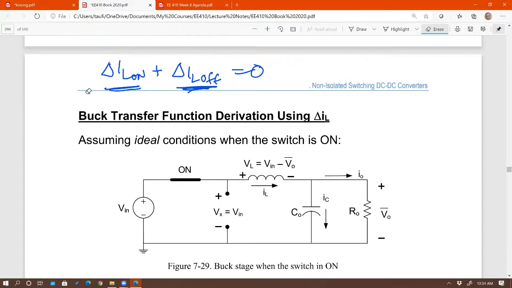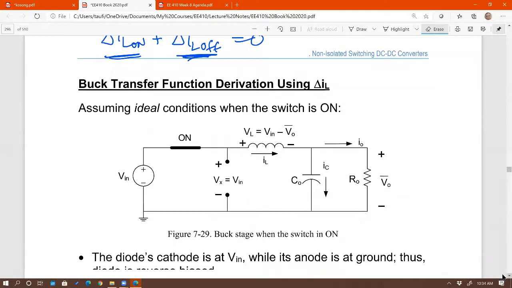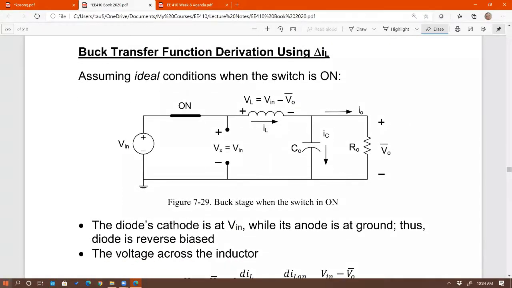What is delta IL again? The change in inductor current. So I need to focus on the inductor because I'm looking for delta IL, the current through the inductor. If I reference the voltage across the inductor, this is important, the reference voltage is plus minus that way. The instantaneous voltage across the inductor may be different, of course, but I need to put a reference. So the reference polarity of the voltage across the inductor is plus on the left, minus on the right of the inductor.